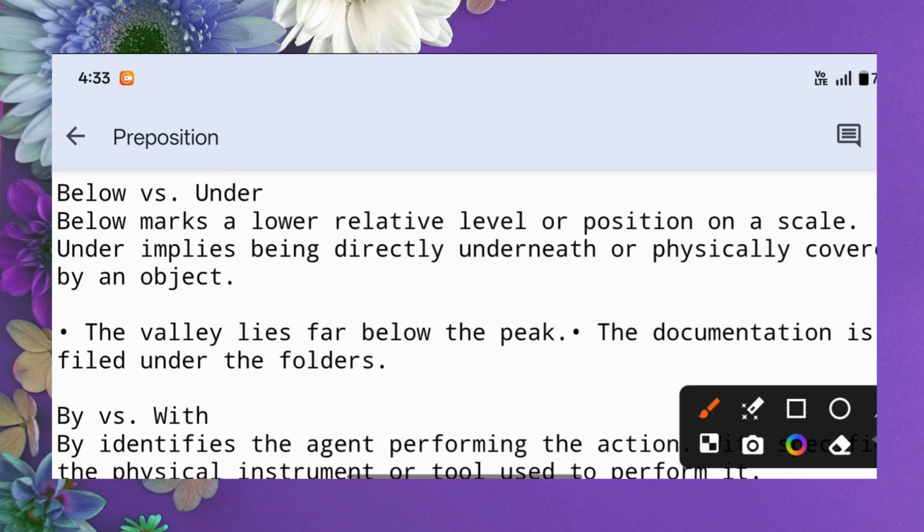Next, let's talk about below and under. Below marks a lower relative level or position on a scale. Under implies being directly underneath or physically covered by an object. The valley lies far below the peak. Next, the documentation is filed under the folders.